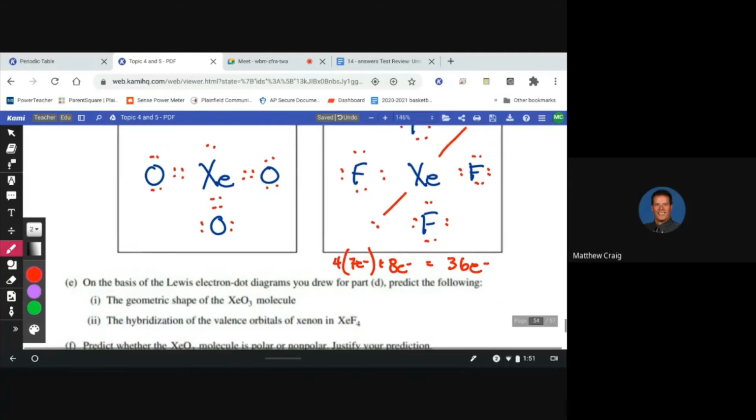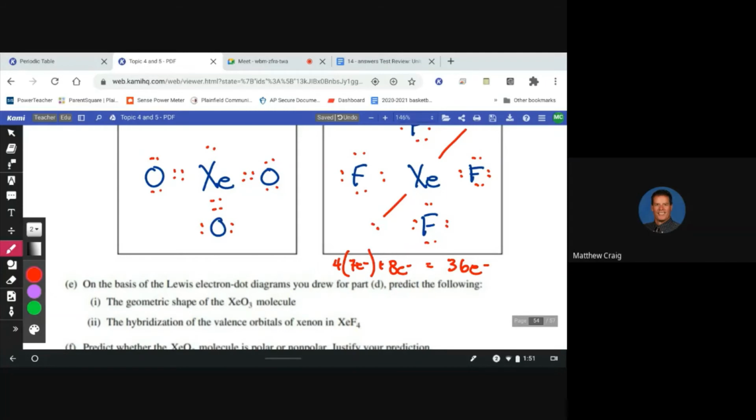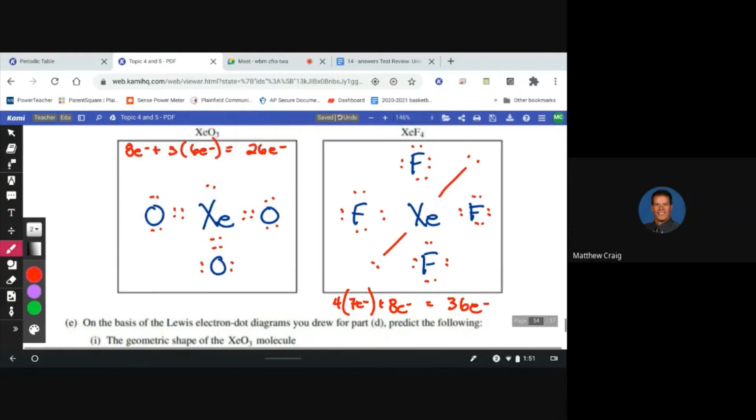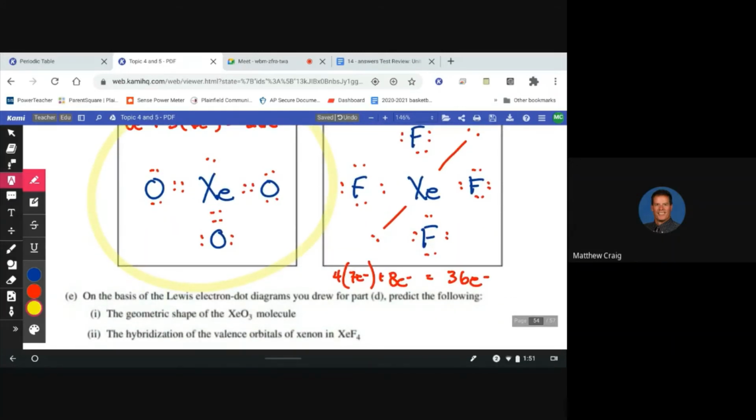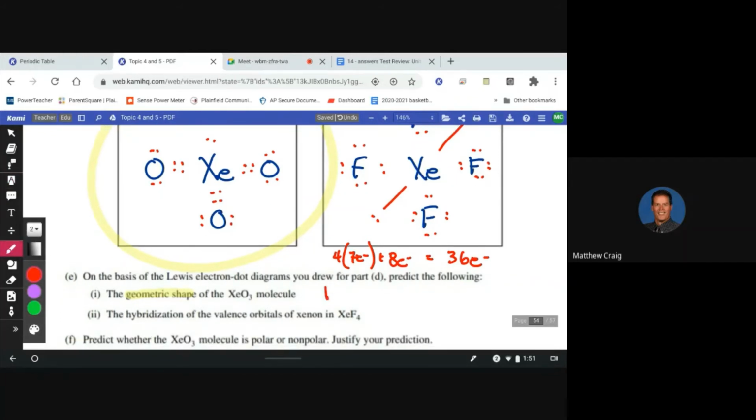All right. On the basis of your Lewis dot diagram you drew in part D, predict the following. The geometric shape for this guy. What is the geometric shape? And keep in mind, we only care about the shape that the atoms form. So what is it? Trigonal bipyramidal. No, not bipyramidal. Trigonal pyramid. Good. You're right.